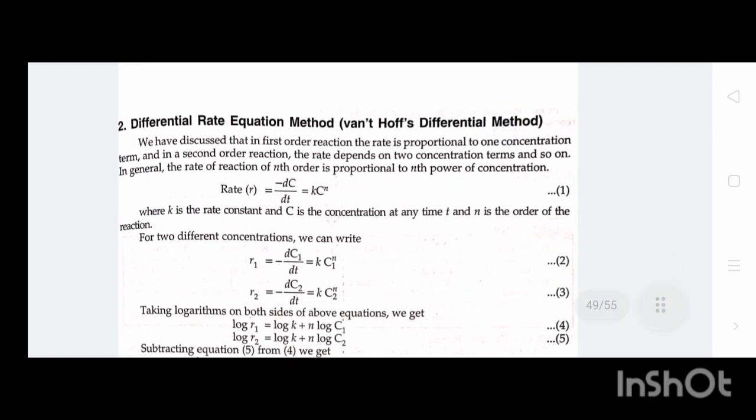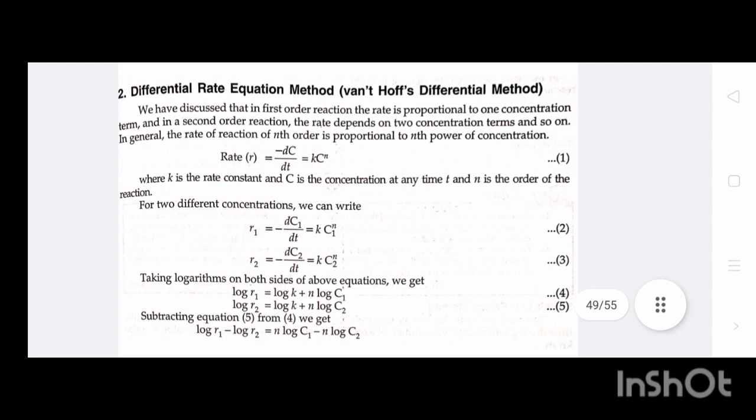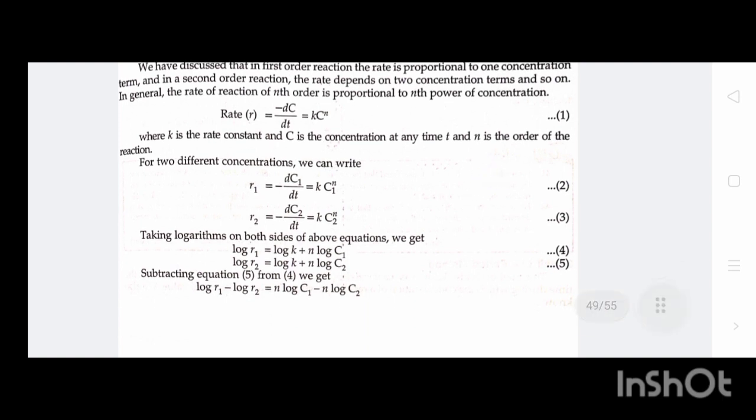Second, the differential rate equation method. We have discussed that in a first order reaction, the rate is proportional to one concentration term, in a second order reaction the rate depends on two concentration terms, and so on. In general, the rate of a reaction of nth order is proportional to the nth power of concentration, where K is the rate constant, C is the concentration at any time t, and n is the order of reaction. For two different concentrations, we can write R1 and R2.